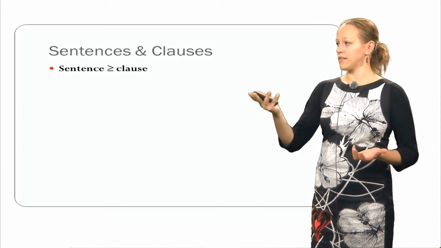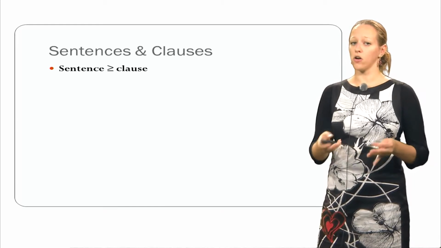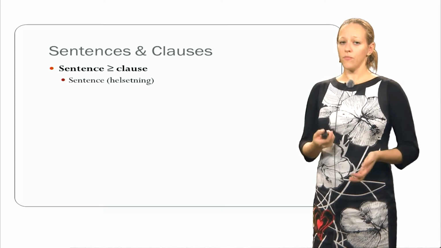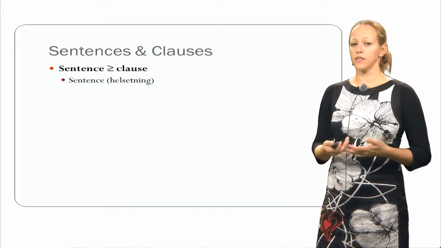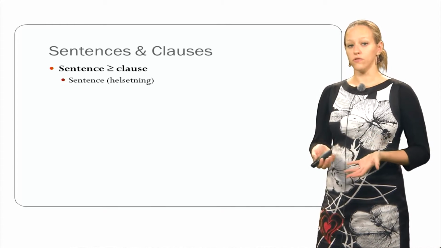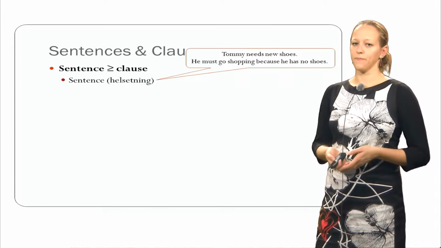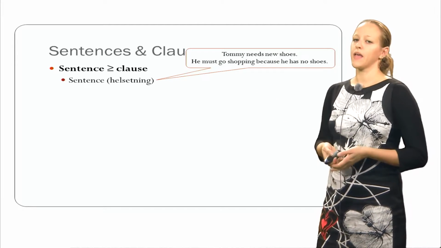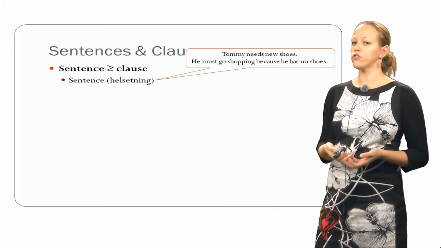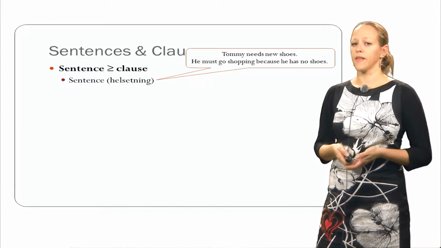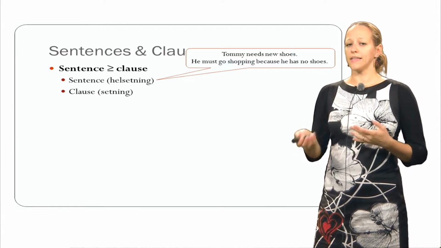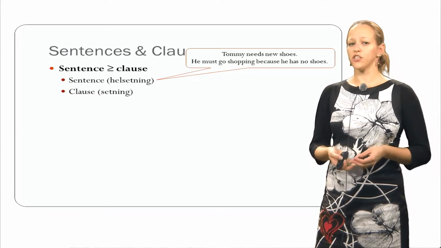Sentences are, as you can see from the math sign used there, larger or the same size as clauses. And one of the problems is also the translation, because in Norwegian there is not really a good equivalent. Sentence should normally be translated as helsetning, and those are these things. Tommy needs new shoes. He must go shopping because he has no shoes. And similar sentences. They can contain one or more clauses. And then clause is what in Norwegian is called setning.